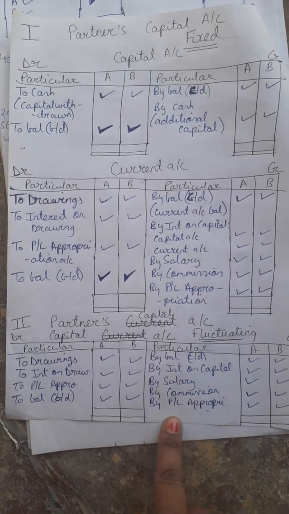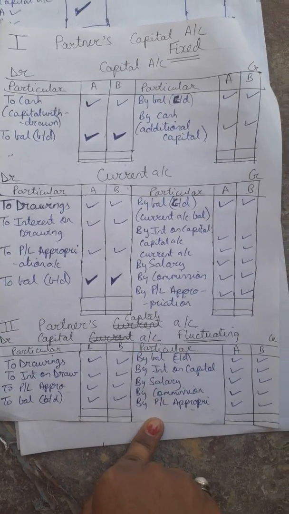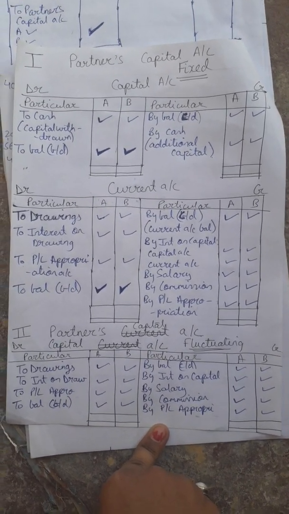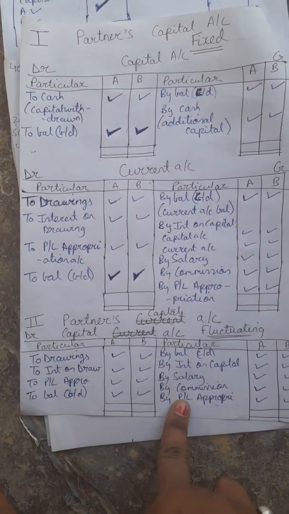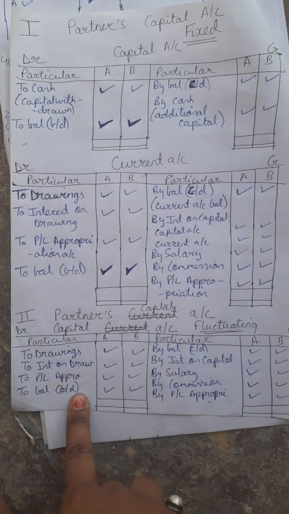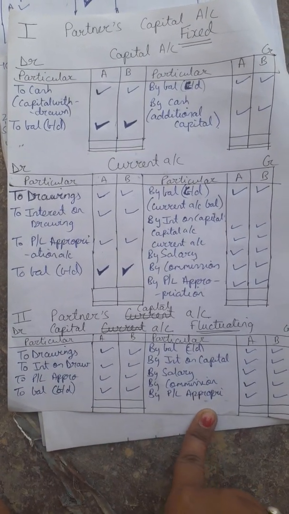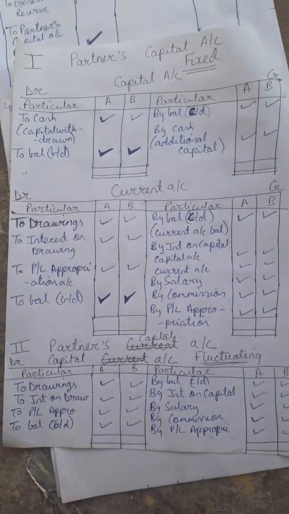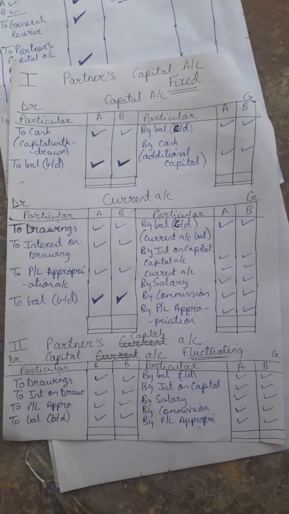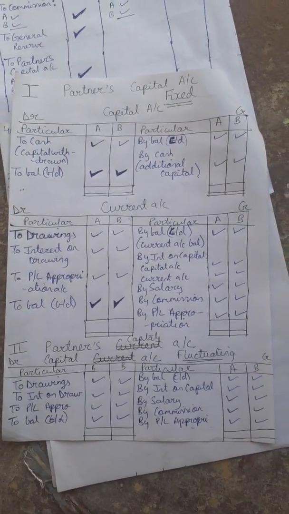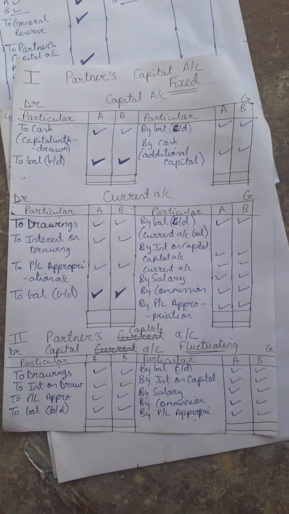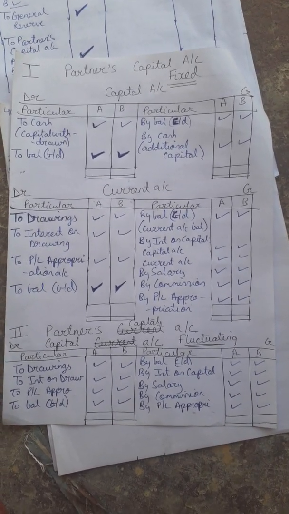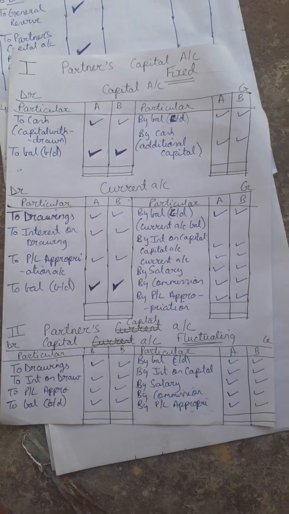Then you have to close this account, done in a similar way as I told you earlier, and the difference will be shown either on the debit side or on the credit side under the heading To Balance Brought Down or By Balance Brought Down, and this difference will go in the balance sheet under the heading Partners' Capital Account on the credit side of the balance sheet.